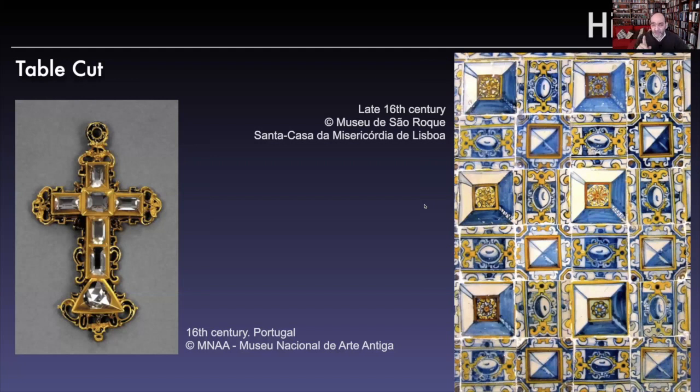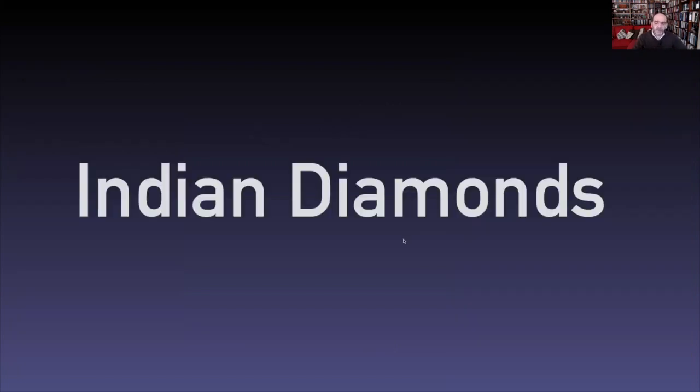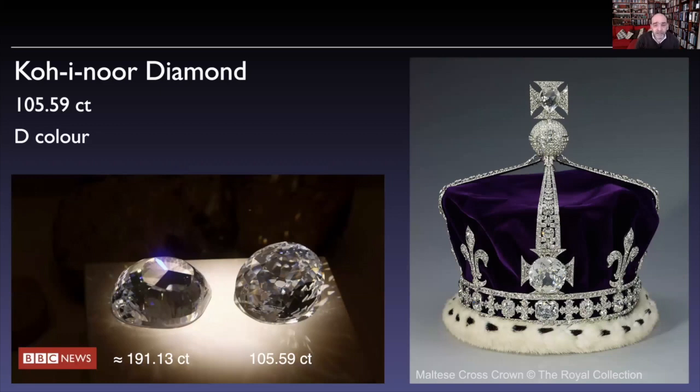Really, really nice. They were made actually in southern Spain, really popular in Portugal. And this takes us to Indian diamonds, because India was the most productive area of diamond production back in the 16th century and even before. And one of the most famous Indian diamonds is the Kohinoor, which resides today at the Tower of London since 1851.